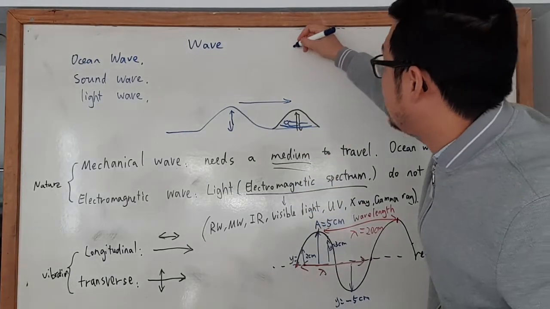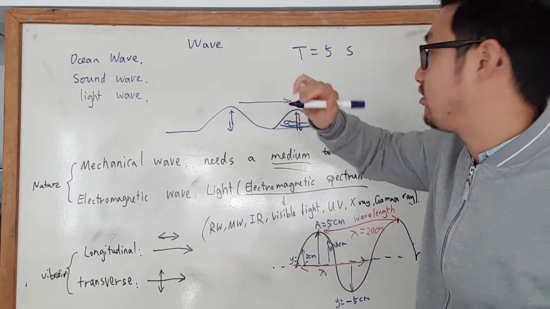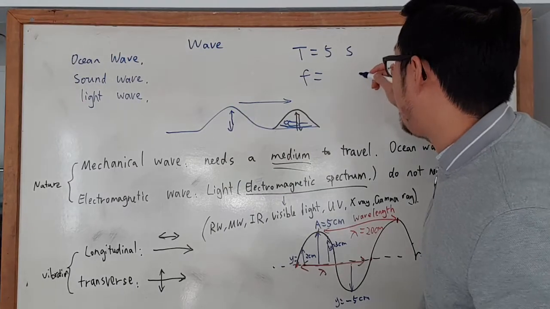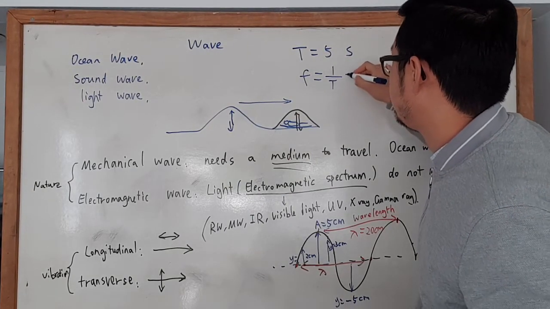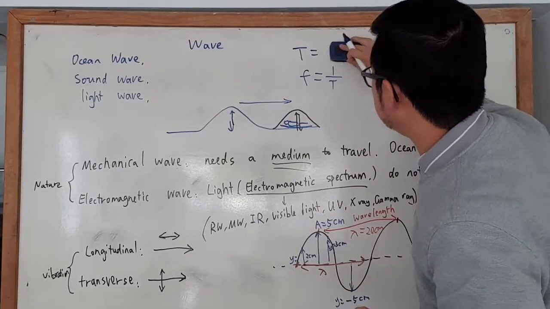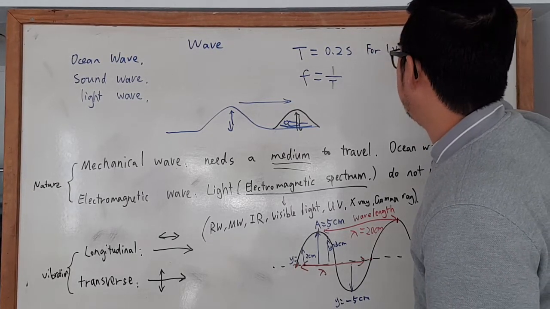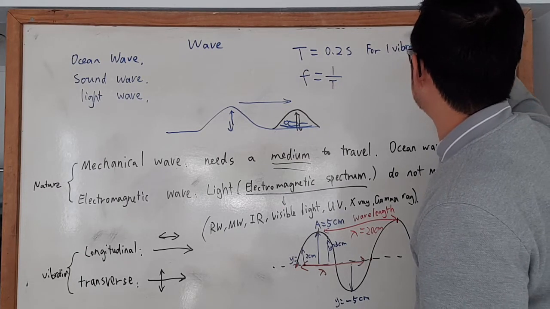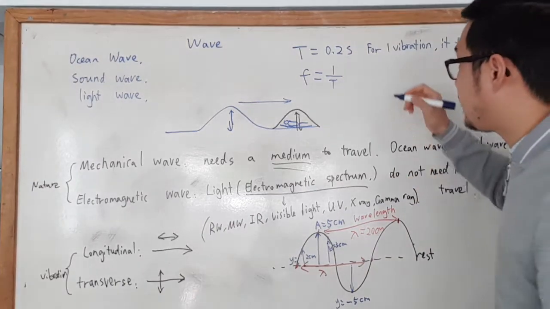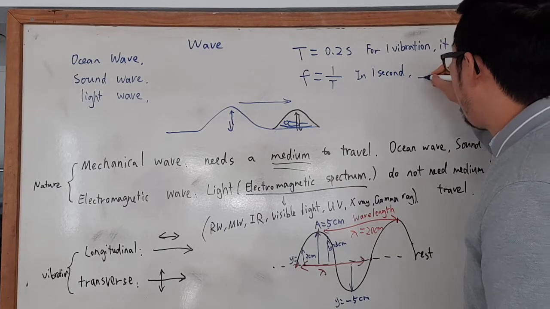Okay, so let's have a look over here. T is how many seconds? Let's say 5 seconds. It takes 5 seconds for one vibration. And what is frequency? Frequency is how many vibrations you can have in 1 second, equal to 1 over T. Oh, let's make it a different number. Say the period is 0.2 seconds, right? So that means one vibration takes 0.2 seconds. And then over here, frequency means in 1 second, how many vibrations can happen?